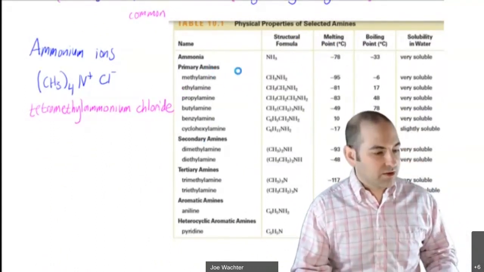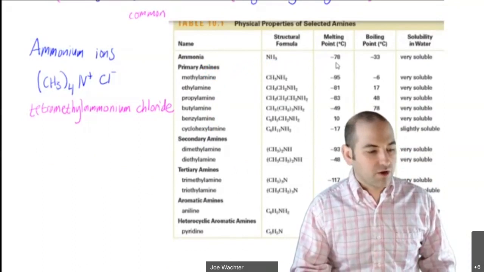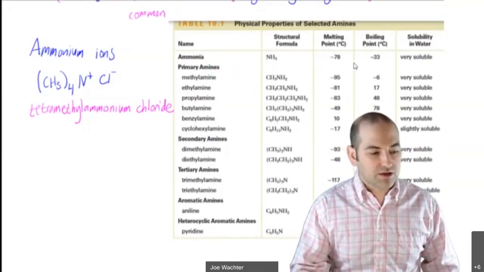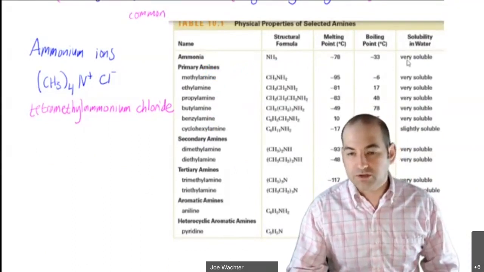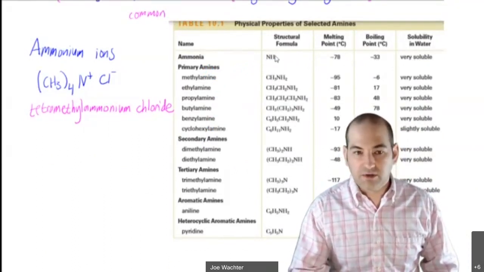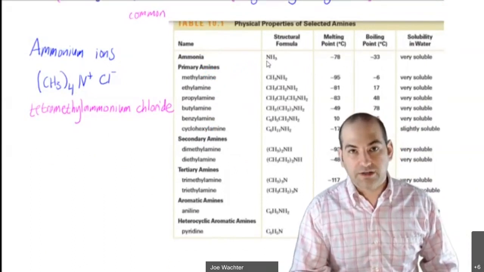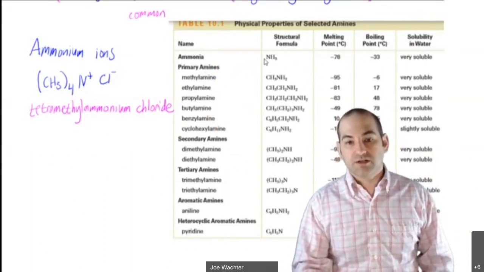So while we're looking at this, here's your ammonia, which has a low boiling point. It's generally a gas. It's very soluble in water, can hydrogen bond, but not as strongly as OH, because nitrogen is less electronegative.